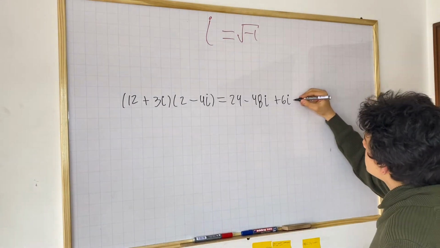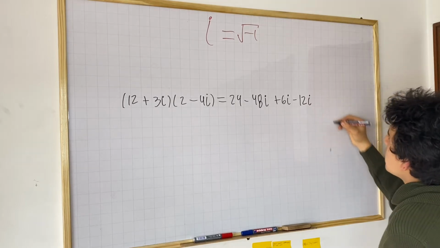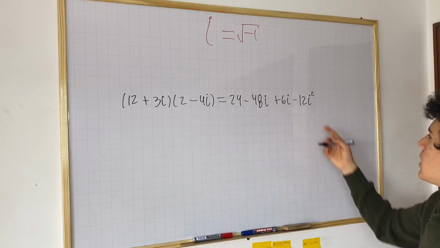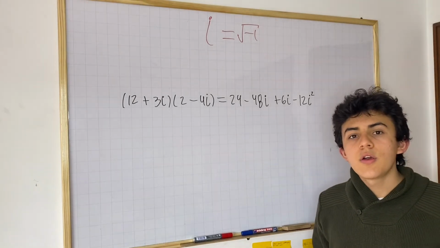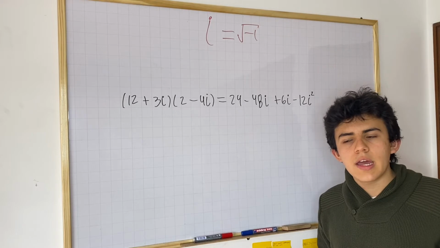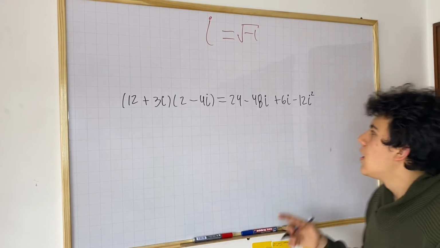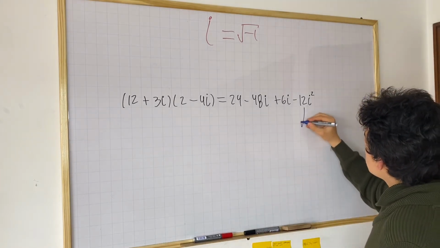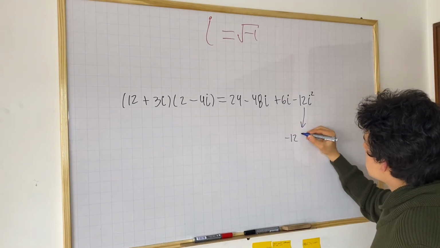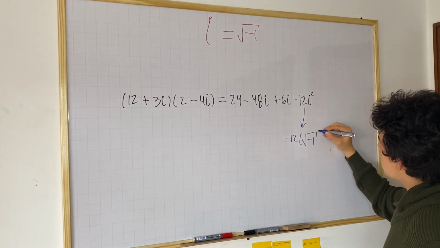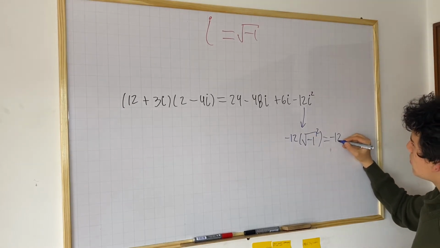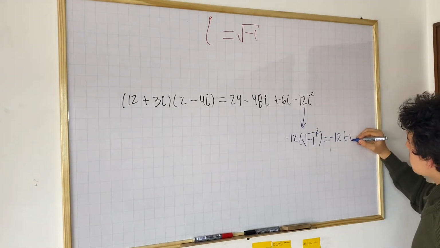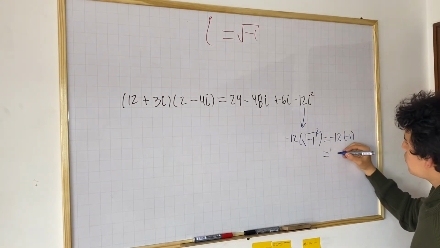Let me show you what happens there. Minus 12i squared. Now in this case, it is very important that you remember that if you have a radical and you're going to square that radical, you're going to get the number that you have inside. So in this case, we know this would give us minus 12 times square root of minus 1 squared. The square cancels out the radical. So you get minus 12 times minus 1. And this is equal to positive 12.